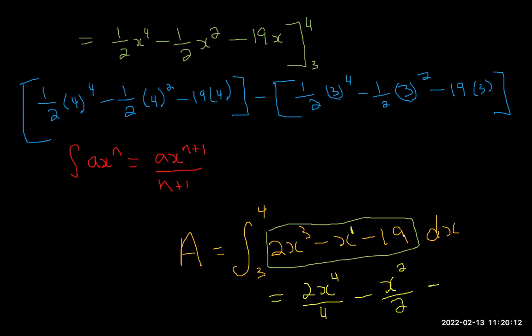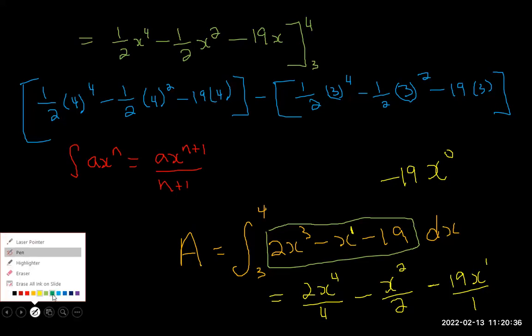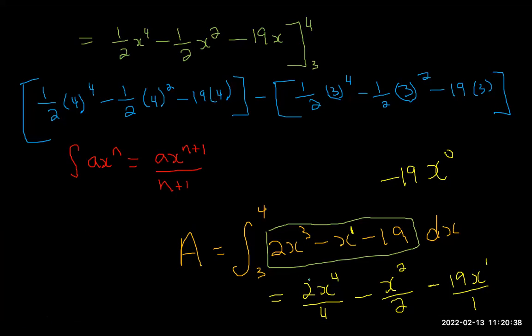Minus 19, it's understood that this is x to the 0. So 0 plus 1 is 1. And then you divide by the 1. Remember, no plus c, because this is definite integration. Simplify this a bit, tidy it up. You can reduce this and all that. And you're going to get this right here.